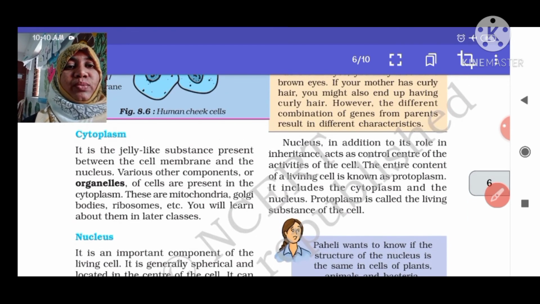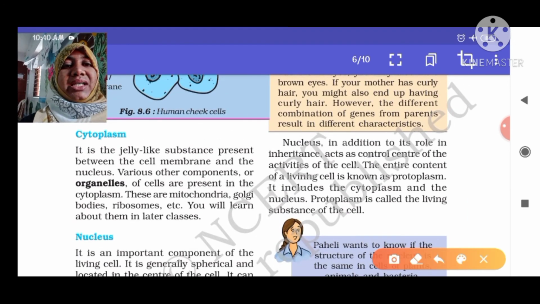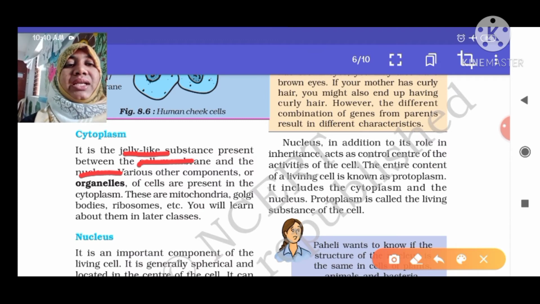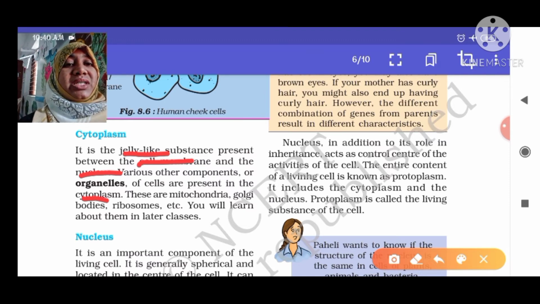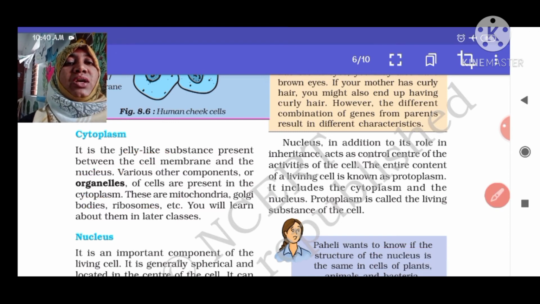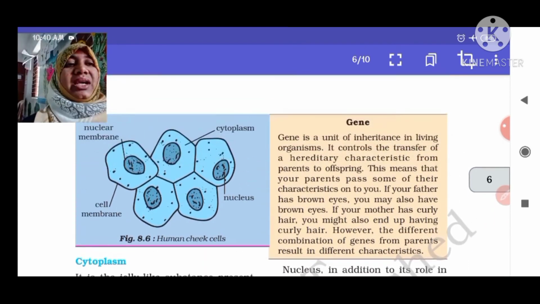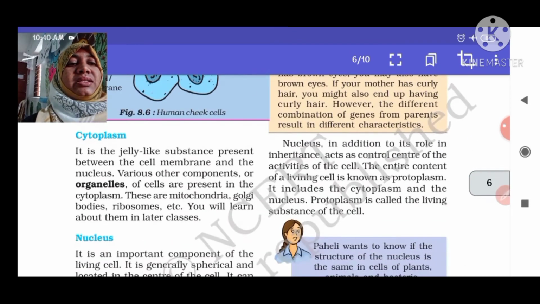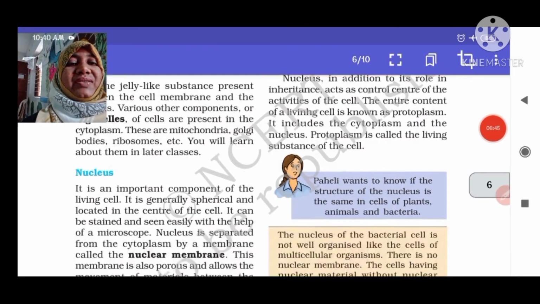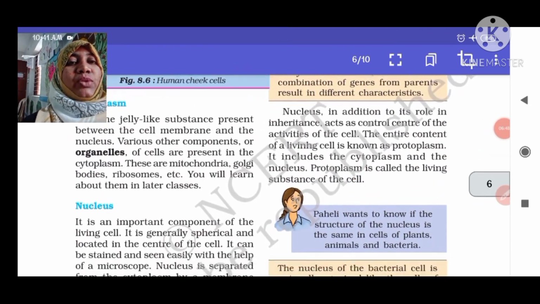So next is cytoplasm. What is cytoplasm after all? As I told, it is a jelly-like substance present between the cell membrane and the nucleus. Various other components, or cell organelles, are present in the cytoplasm. What are they? Mitochondria, Golgi bodies, ribosomes, etc. Mitochondria is called the powerhouse of the cell, whereas ribosomes are known as the protein factories, and Golgi bodies store the materials. So in today's class we have seen the cytoplasm till here.